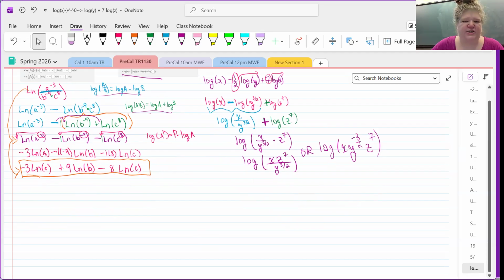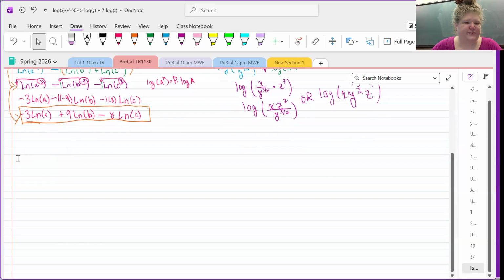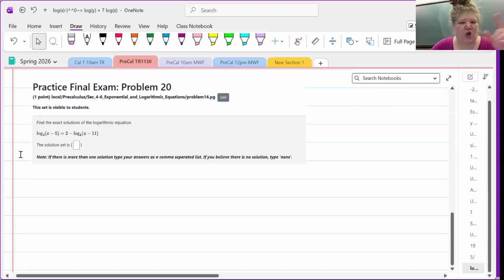All right, what's another question you guys would like to look at? Question 20 would be a good one. So 19 and 20 are both log equations. 20 is just a little bit weirder. You're going to have one log equation to solve on the test, and it's worth 10 points.